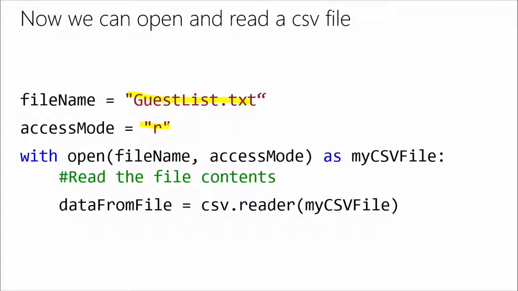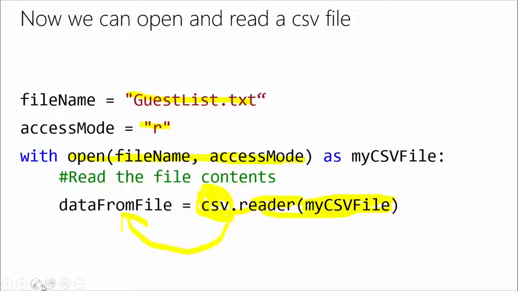So now we specify our file name, we specify our access mode, and we open the file name with the access mode. There's nothing new there, right? I'll talk about the new code in a second. So we say open our file with the access mode read, and then we're using the CSV function, reader, to read that file and take the contents, and that's going to return a list, which is going to end up in a list variable called data from file.